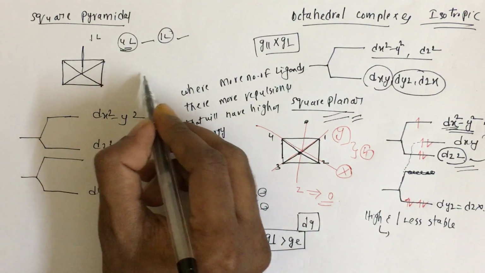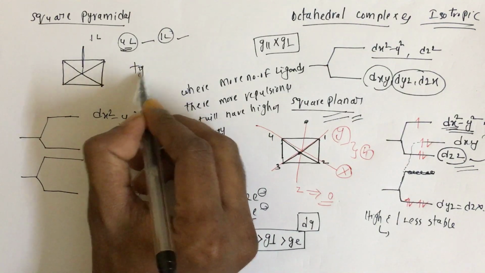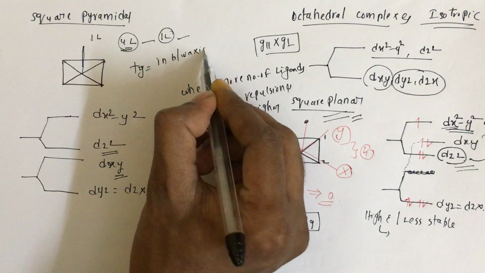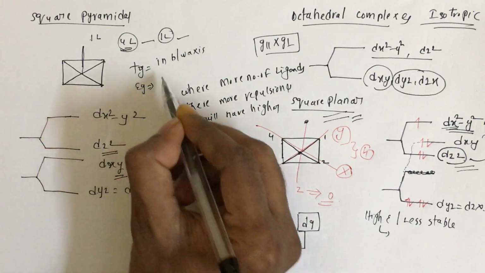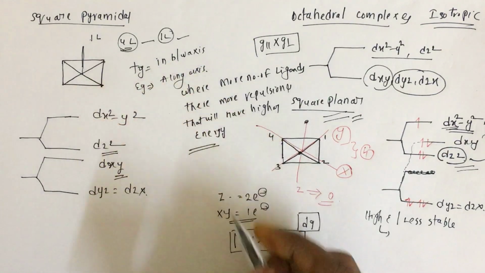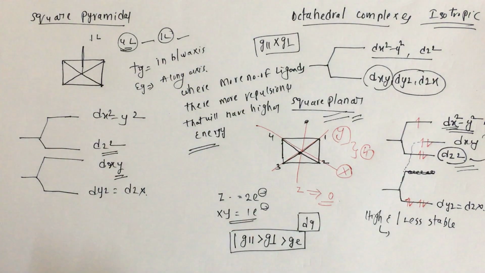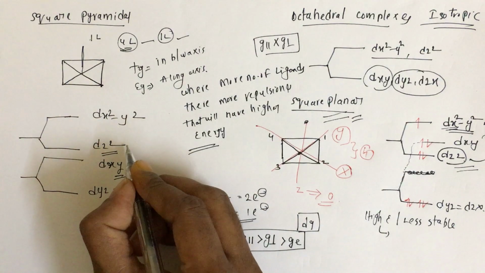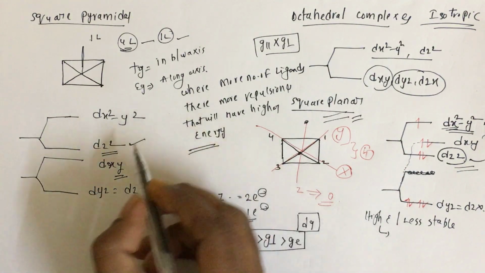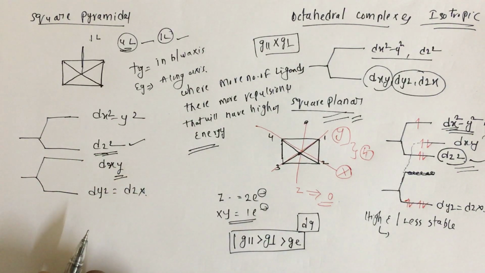This is because, we know that the t2g orbitals are present in between the axes, whereas the eg orbitals are present along the axes. So even though only one ligand is present along the z-axis, that will have more repulsion. Due to that, the energy of dz square will increase.